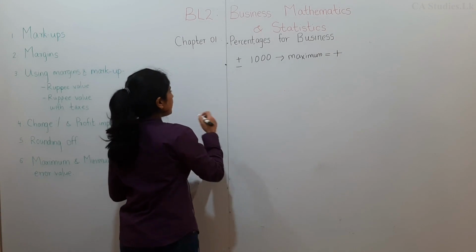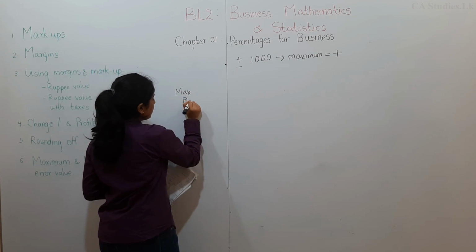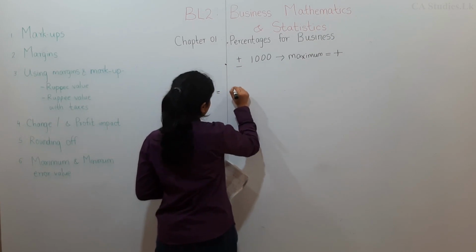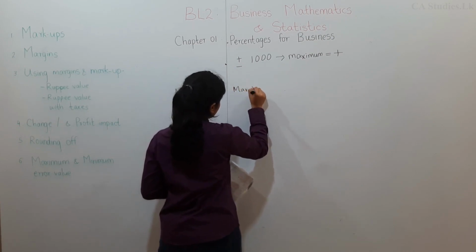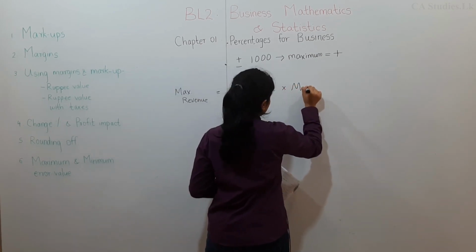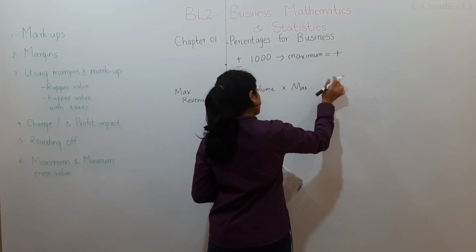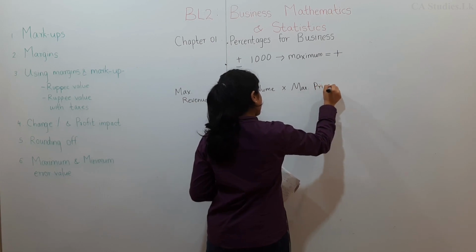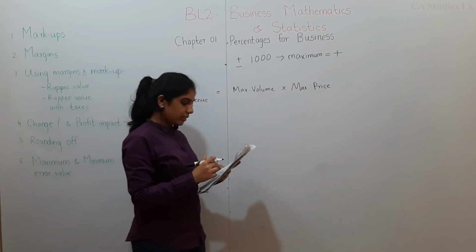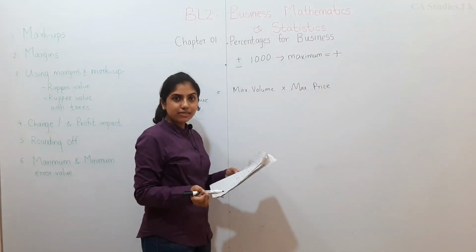maximum. If you are to take a maximum like we did for revenue, you all remember? For revenue, what we did? We multiplied the maximum volume by the maximum price. Volume is quantity, maximum price. Okay, so that is what is given in your sheet, right? Where A equals volume and B equals price.